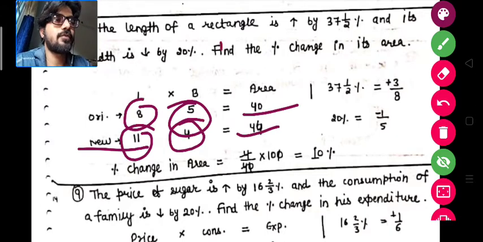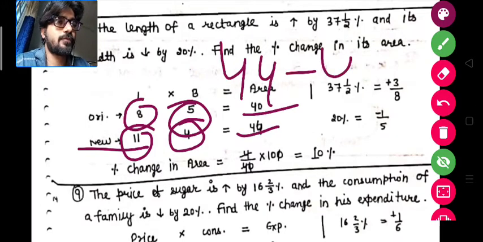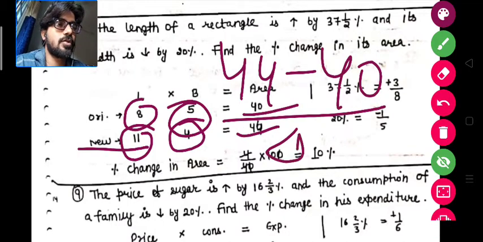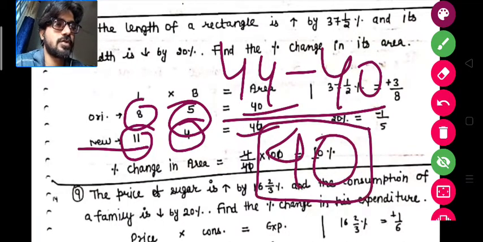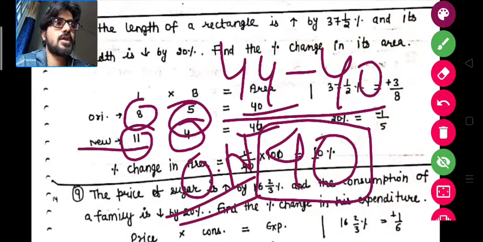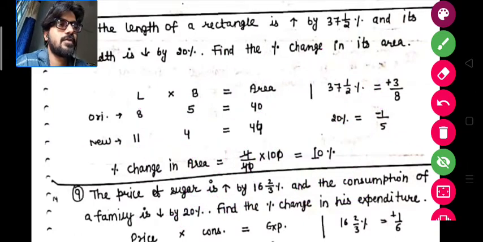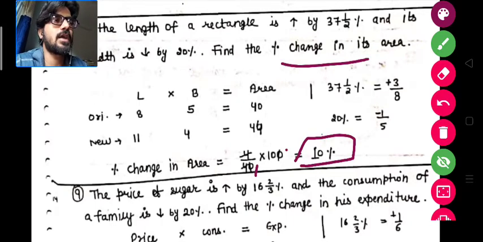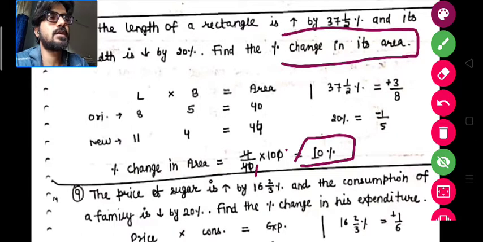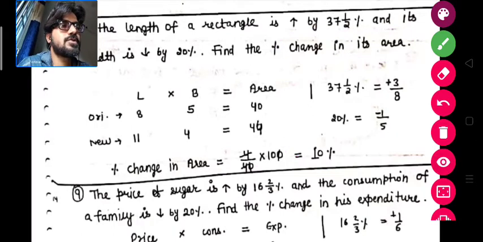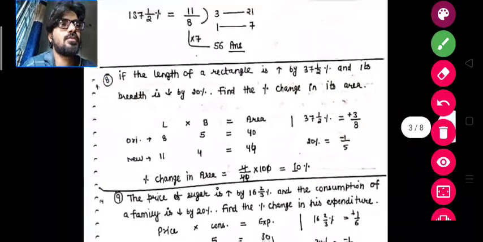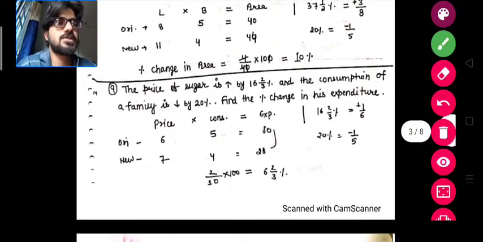So from 40 to 44 the change is 4, and the change is always over the original number, the original area. Here we are talking about the area, not a single number. So the change is 4 divided by 40, that is 10 by 100, that is 10%. So the change in the area that was asked is 10%. So by using the values of percentage, you can easily find the percentage change in the area.